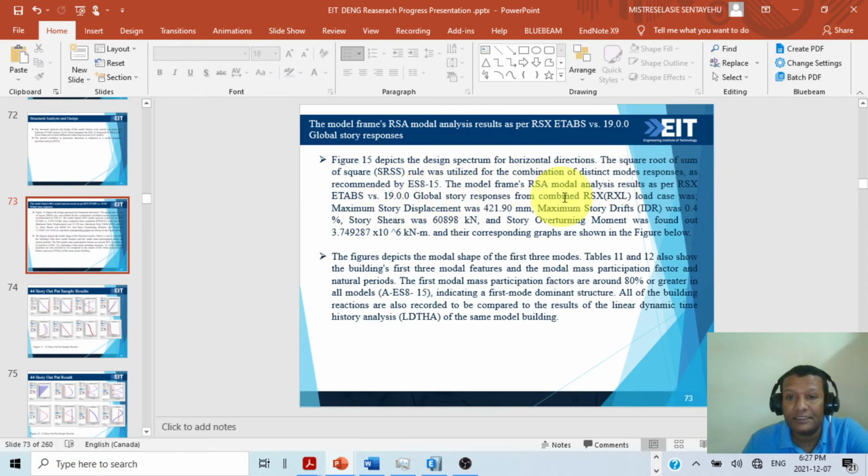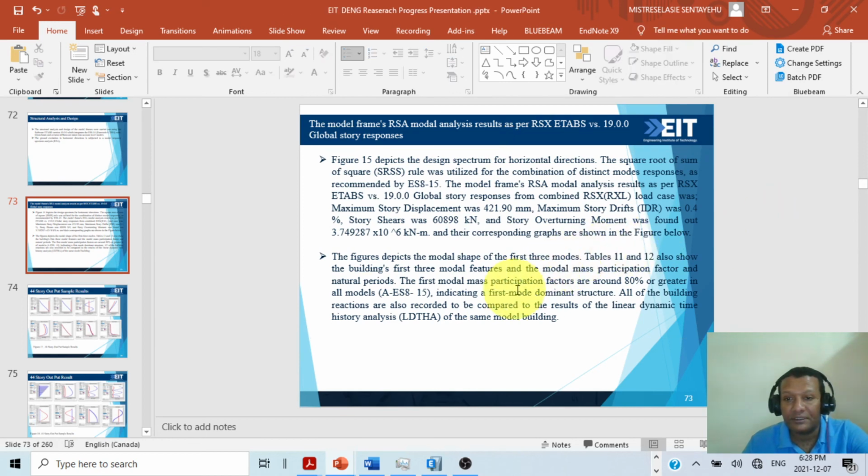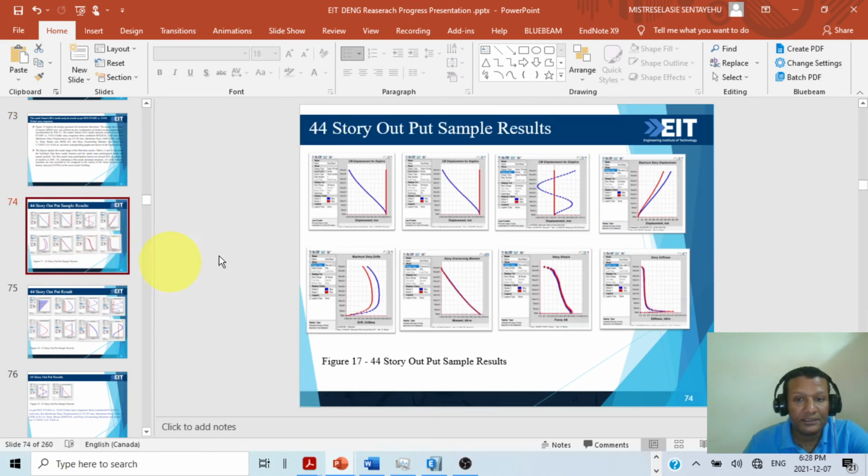The modal frame RSA analysis result as per RSA X, as I showed you. Global response, for load cases, maximum story displacement was 420, maximum story drift was 0.4%, story shear was 60,898 kilonewton, and story overturning moment was found to be 3.74928 times 10 raised to 6 kilonewton per meter, and their corresponding graphs are shown in the figure, and I have shown you also in ETABS. The figure depicts the modal shapes, and everything was as per the code. These are the results as I showed you.